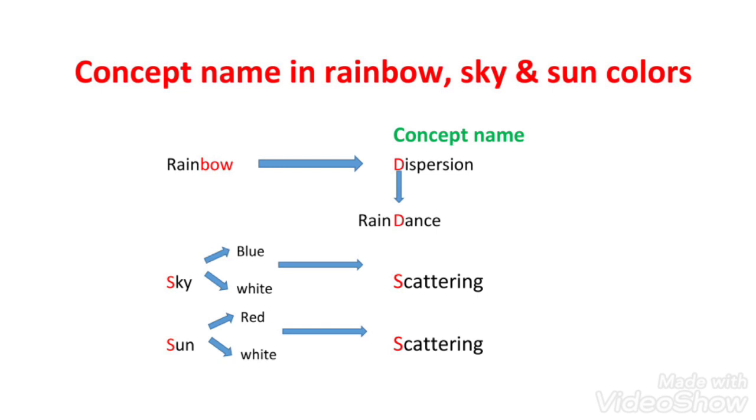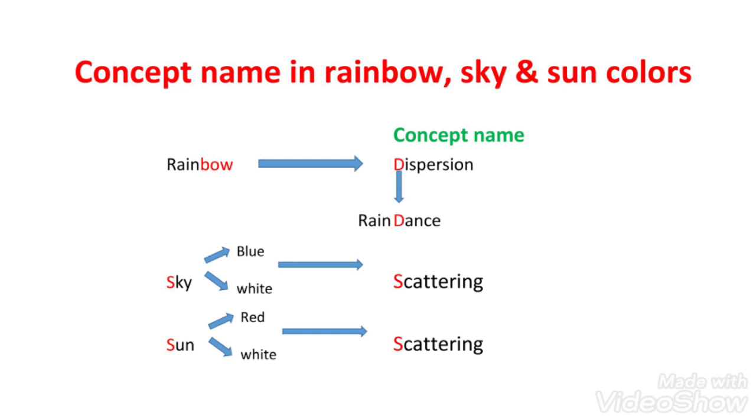Rainbow. The concept involved in a rainbow is dispersion. So for rainbow, I am taking the familiar word rain, and D for dance, all of you know. In childhood we dance when it is raining, so that is rain dance. A word linking rain and D: rain dance. If you remember this, you can write it anytime, anywhere, in a short time. Next one, sky.